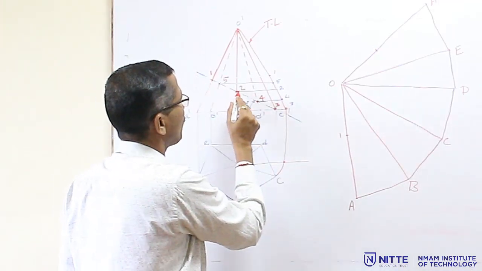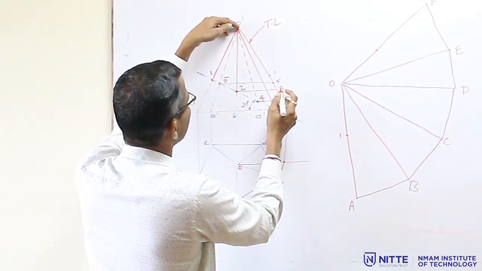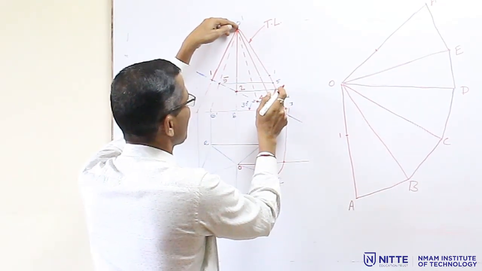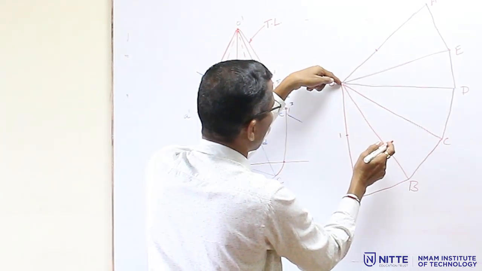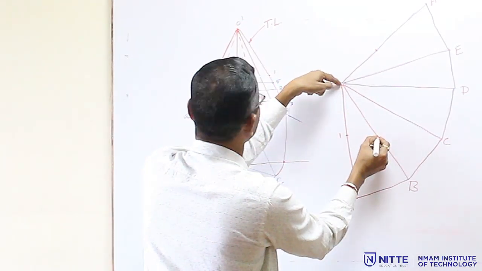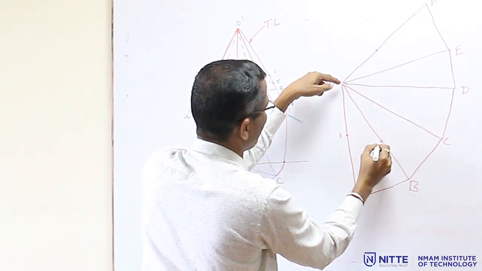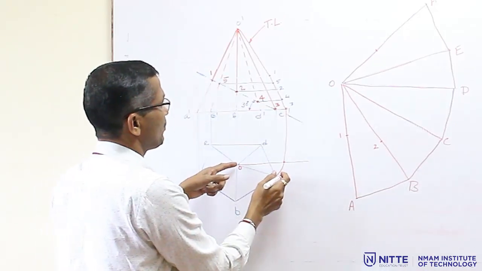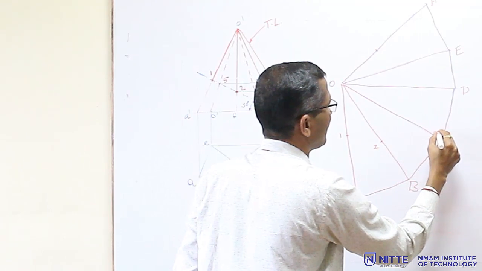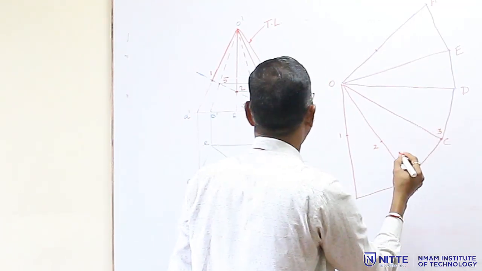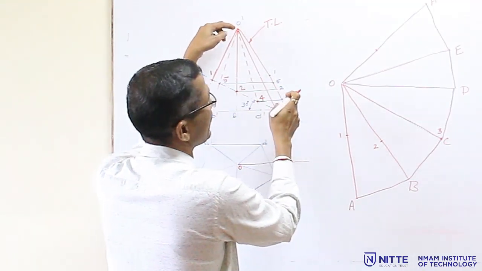Then section point 2 is on BO. Point 2 is from here to here, from O up to here, like this. This is point 2. Then 3 is on CO. 3 is directly here, 3. And 4, you measure this and it is on DO.